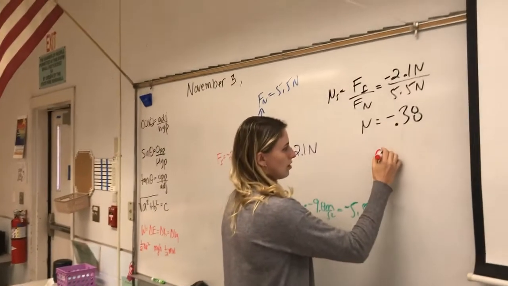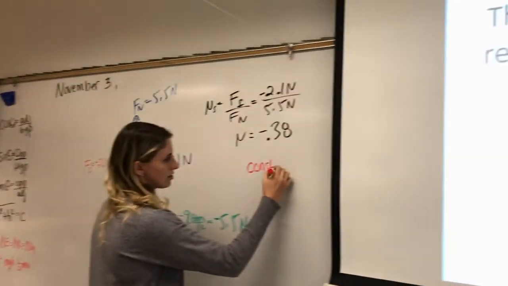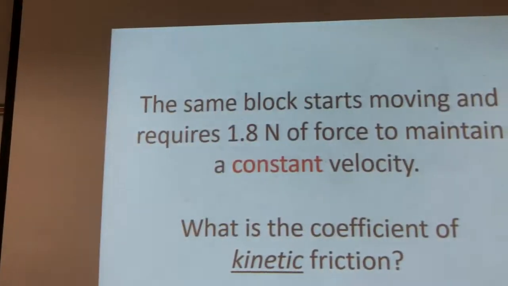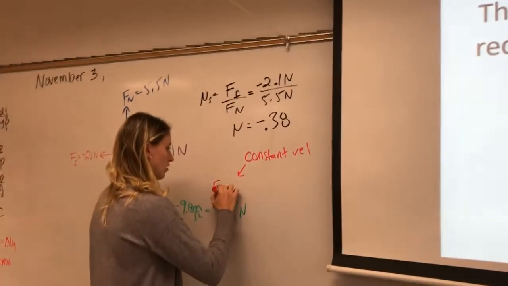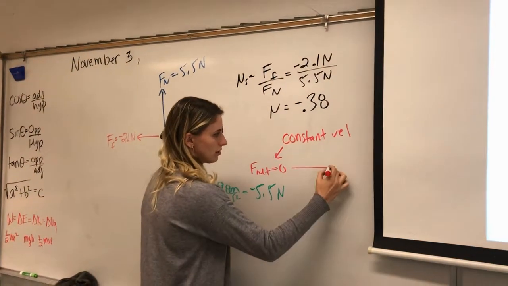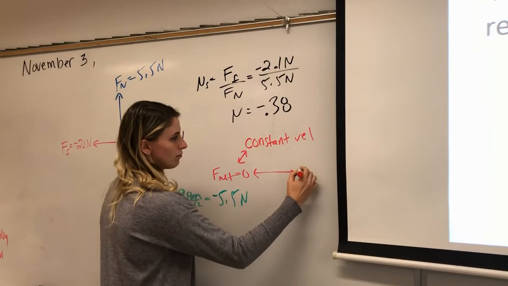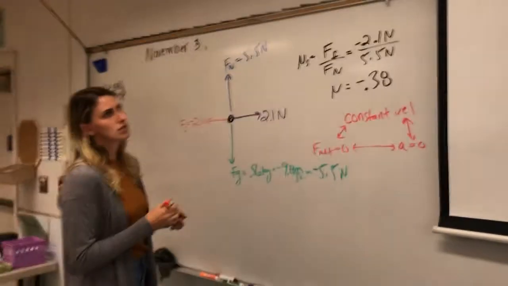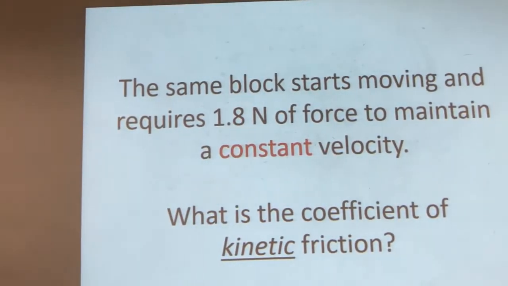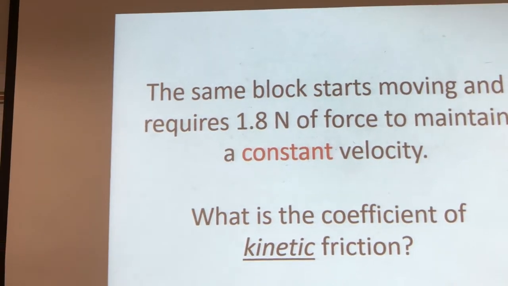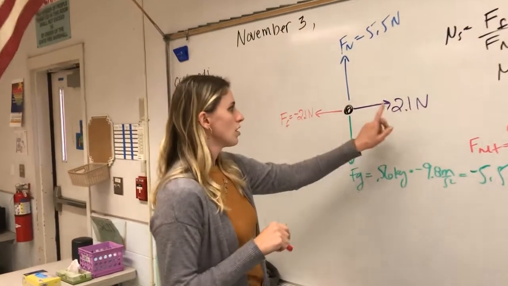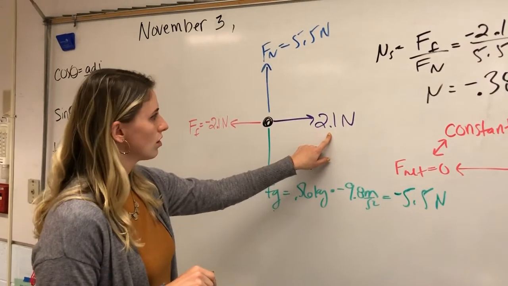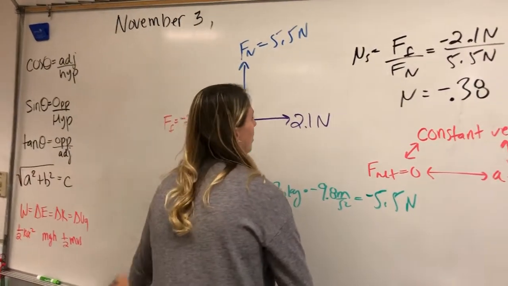Well, you're changing some things. What does constant velocity mean? That means no acceleration. And that means that we have a net force of 0. The same block starts moving and requires 1.8 newtons of force to maintain a constant velocity. What do we have to change on our diagram? So this is going to be 1.8? Yes, it is.